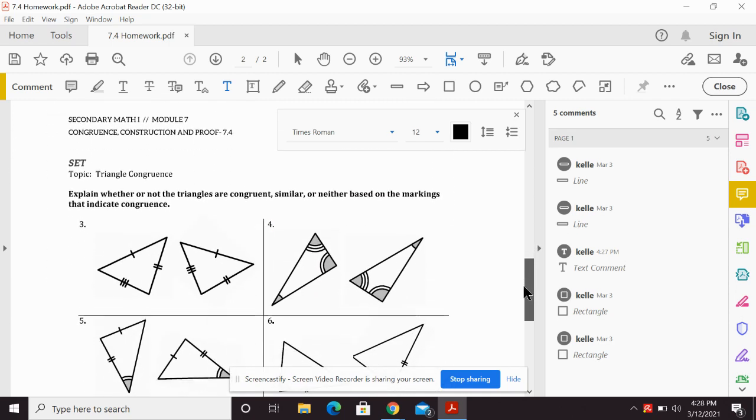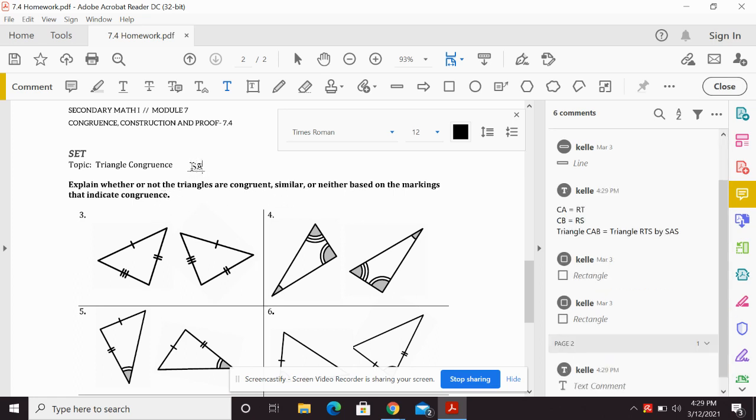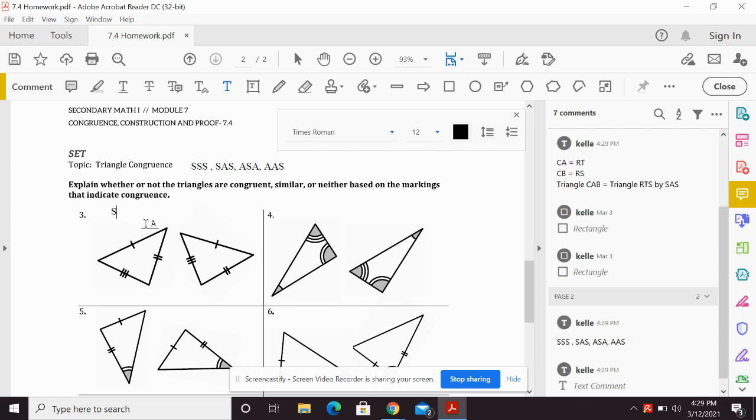Next part: explain whether or not the triangles are congruent, similar, or neither based on the markings. They're either going to be congruent by side, side, side; side, angle, side; angle, side, angle; or angle, angle, side. So number 3, this side is congruent to this side, and this side to this side. So these are congruent by side, side, side. All 3 sides are congruent.